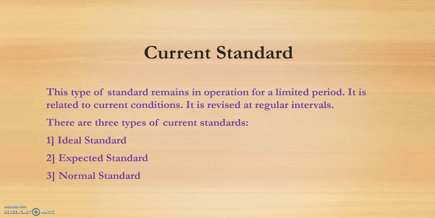Current standard. This type of standard remains in operation for a limited period. It is related to current conditions and is revised at regular intervals. There are three types of current standards: ideal standard, expected standard, and normal standard.